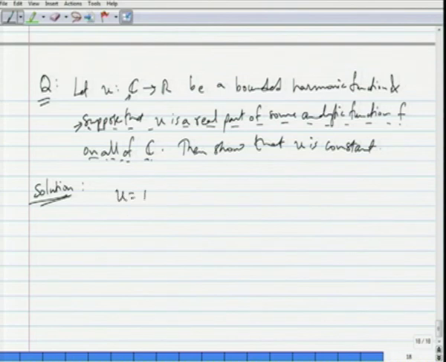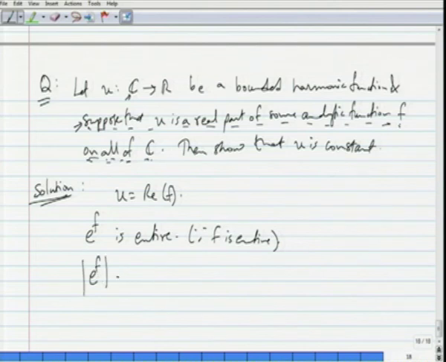Since u is the real part of f, for every z belongs to C, what you can do is consider e raised to f. E raised to f is analytic, or in fact, it is entire, because f is entire. Since f is entire, this f here in the problem is entire. So, the modulus of e raised to f is going to be e raised to the real part of f at every point z, and that is e raised to u.